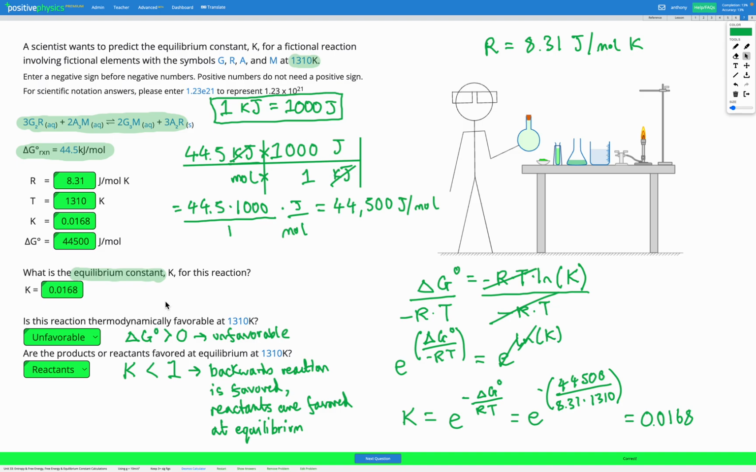If the Gibbs free energy change is greater than 0, we have an unfavorable reaction, meaning that our reactants are favored at equilibrium and K is less than 1. If our delta G naught is less than 0, that means we have a favorable reaction in the forwards direction, meaning our K is greater than 1 and our products are favored at equilibrium.